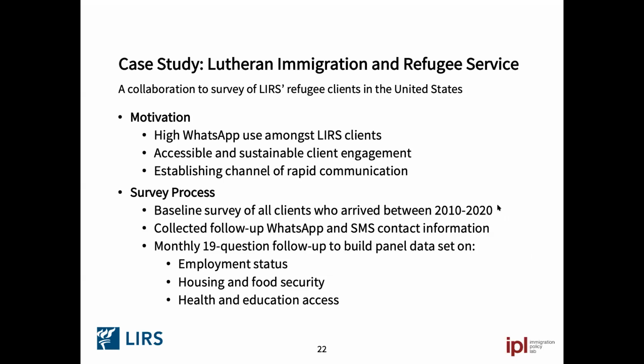So we sent the baseline survey via email, text message, and phone calls. And then during that survey, we collected WhatsApp and SMS contact info. And so once clients had opted in and we had their contact info, they are now receiving monthly 16-question surveys sent via WhatsApp to collect data on how they are continuing to be impacted by COVID-19. And so that's questions around employment and housing, health, education access, etc.